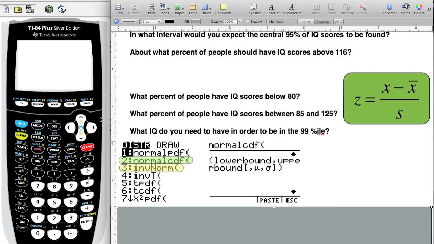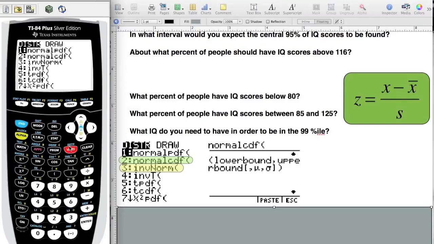If you will look on the side, in order to find all of these commands that I'm going to look up under area, it's second and vars. It's right next to the clear button, but you have to press second first. The menu I'm looking up is the distribution menu. And so here it is. You see that you have normal PDF, normal CDF, inverse norm, inverse T, TPDF, TCDF, and some other ones as it keeps on going.